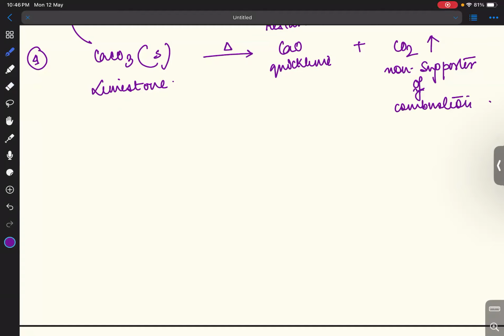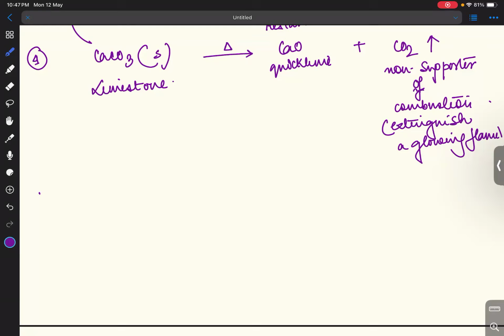That means, observation-wise, it can extinguish a glowing flame. Opposite of that of oxygen. And that's why it's used in fire extinguishers, where you have soda reacting with acid, giving off carbon dioxide, which cuts off the supply of air and prevents further burning. Okay.